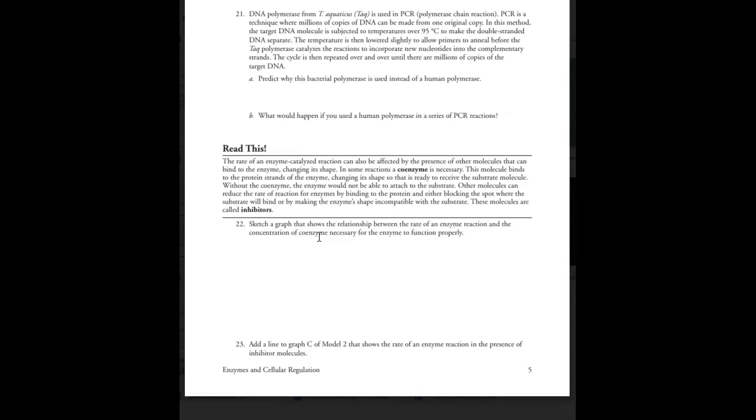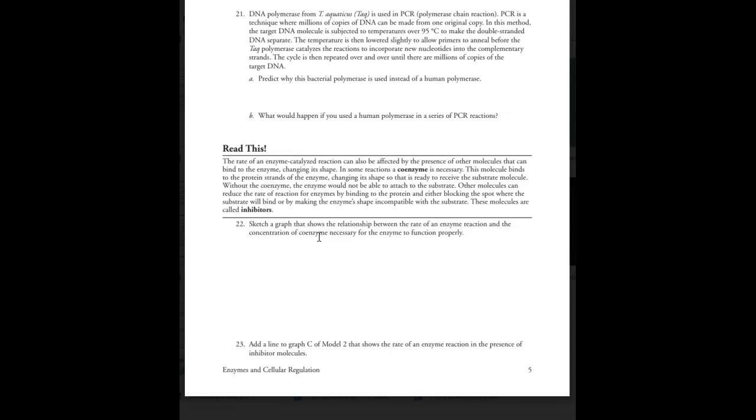Because you need the coenzyme and you need the enzyme. And so if it's there, they're just going to go up. As one goes up, the other one goes up. So the more coenzyme you add, the faster reactions are going to get, because the coenzyme is what allows the reactions to happen. For 23, if there's an inhibitor, that means some of those enzymes aren't always working because they're being inhibited.